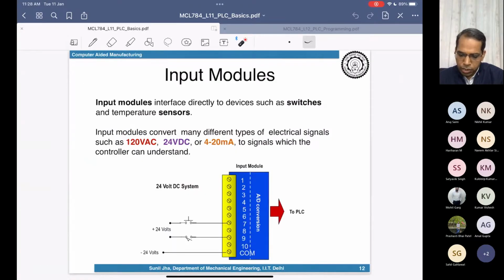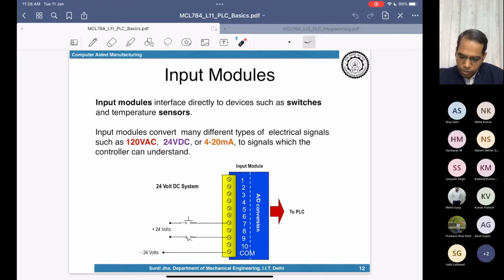We'll discuss the input module first. They are available in different formats, because most of the sensors and input devices we are connecting to the input module. Either you will have some kind of push button over here, or a limit switch, and then you will have a common signal, that is the ground, connected over here, because all input signals should be given with reference to a ground voltage. That is what we call minus 24 volt over here.